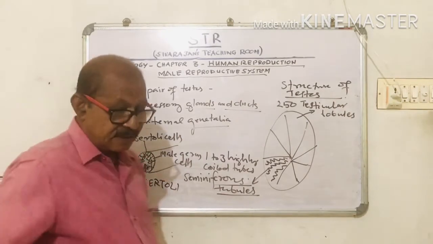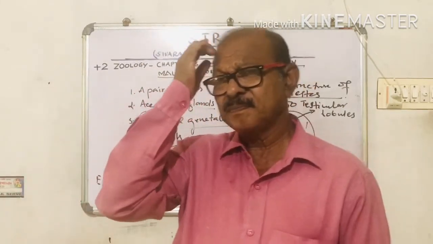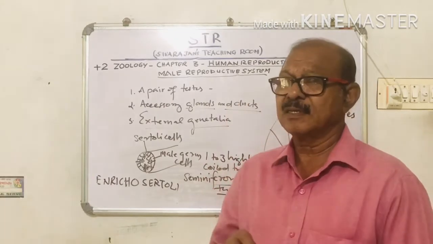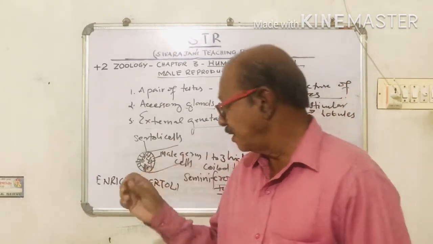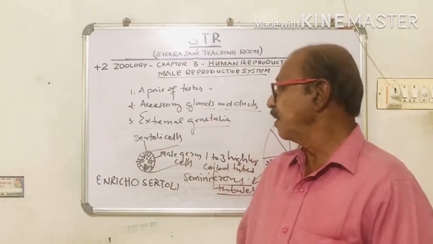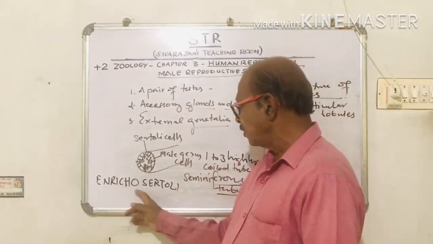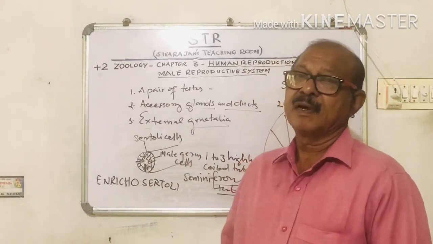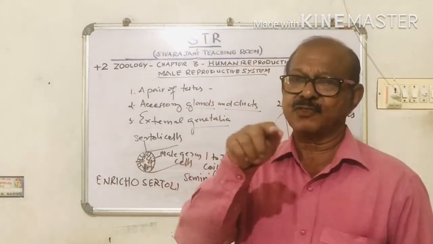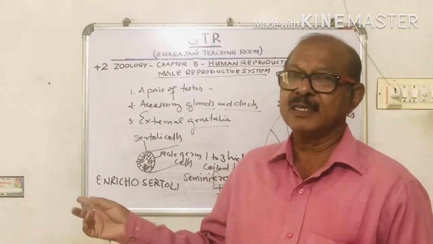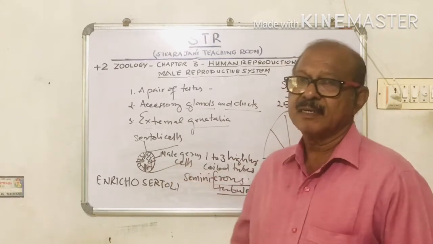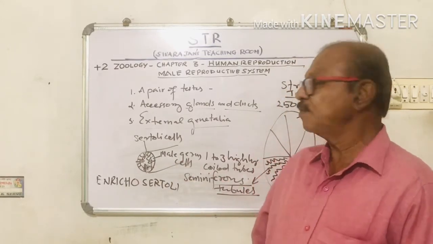And so what are the different types of cells in the seminiferous tubules? The seminiferous tubules are lined by two types of cells, the Sertoli cells and the male germ cells. The Sertoli cells are elongated cells identified by Enrico Sertoli, and these cells extend into the lumen of the seminiferous tubule and they nourish the developing sperms. And the male germ cells develop into the sperms.